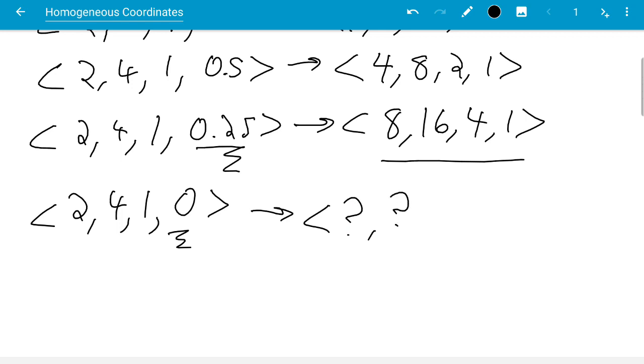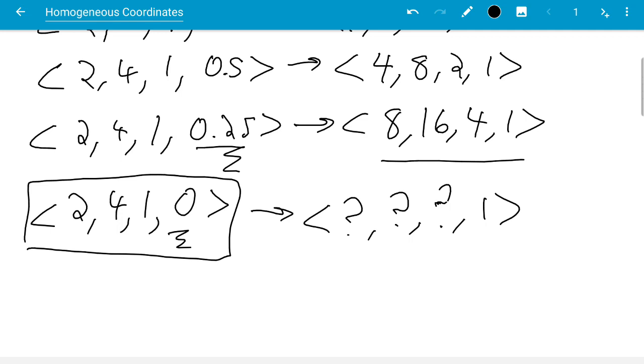4 divided by 0, 1 divided by 0. So these things don't really have an answer. There's no definite answer for just doing that math. There is no way to really arrive at this normalization step. But we can still write this coordinate. So it must mean something, right?